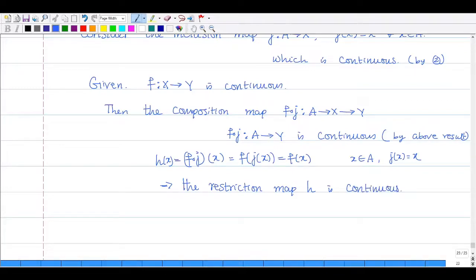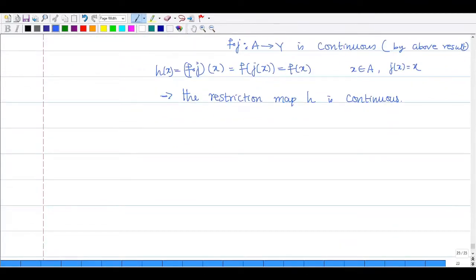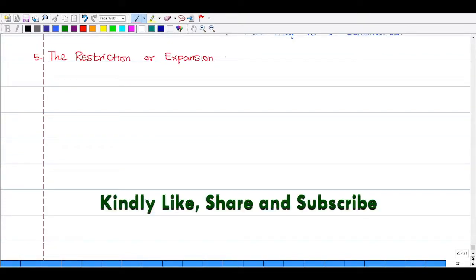Okay, that's all. Now the next result we are going to prove is on restricting or expanding the codomain, the range. So the next problem, I think it is 5: the restriction or expansion of the range.